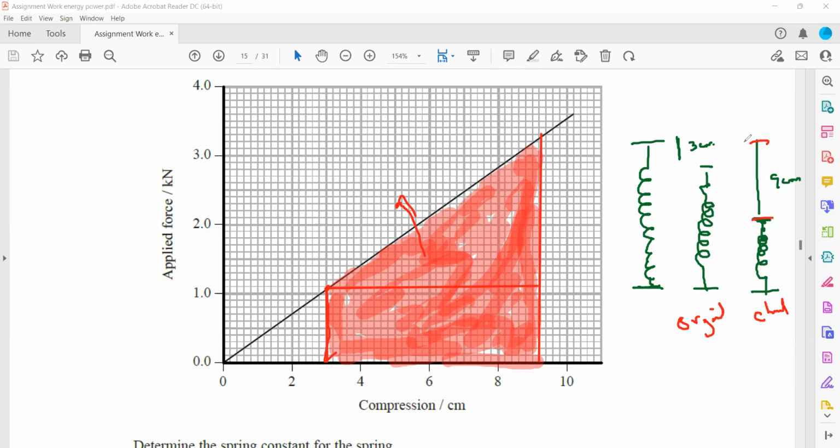So we want to find how much energy is supplied, or how much work is done to change its length, to compress from 3 centimeters to 9 centimeters. The total change will be 6 centimeters. And don't forget to convert the units. Here the force is written in kilonewtons and the compression is in centimeters, so you should use meters, because the SI unit of length is the meter and force is the newton. So the final answer should be in joules. Is it clear now, this part?